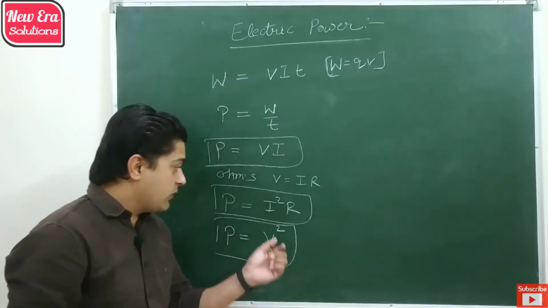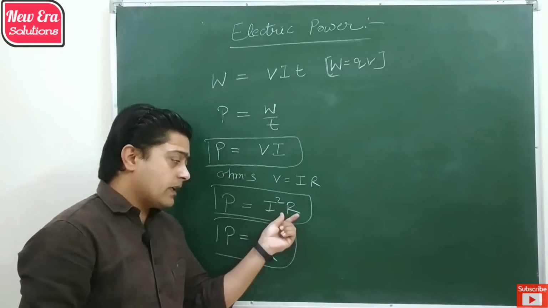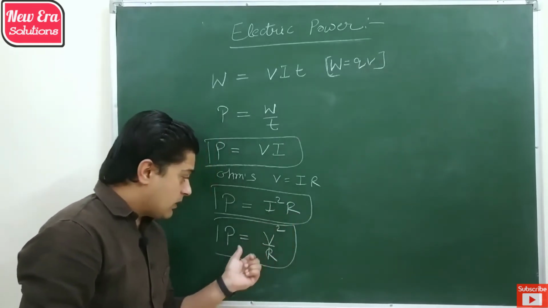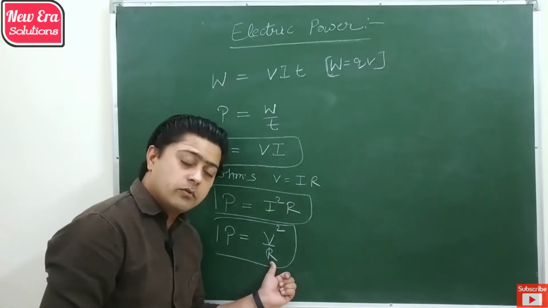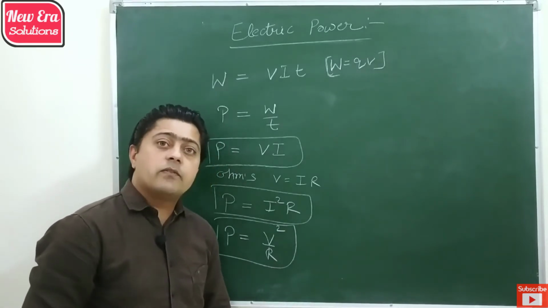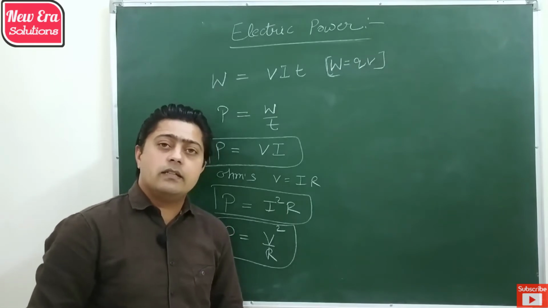So again, if we observe, for a constant current, the electric power is directly proportional to resistance, but for a constant potential, electric power is inversely proportional to the resistance. So for different combination, the dependency of electric power and the resistance vary.